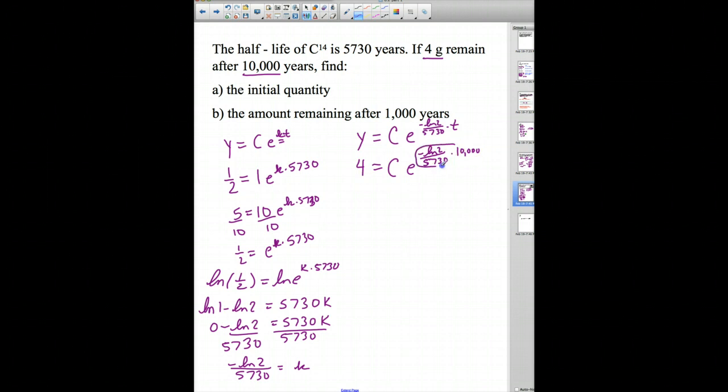Calculate this whole exponent. Raise it to the e power so that you get a value. And then divide both sides by that number. So the exact value is c equals 4 over e to the negative natural log of 2 over 5,730 times 10,000 years, which is about 0.4097 grams. So that's approximately what we started with.